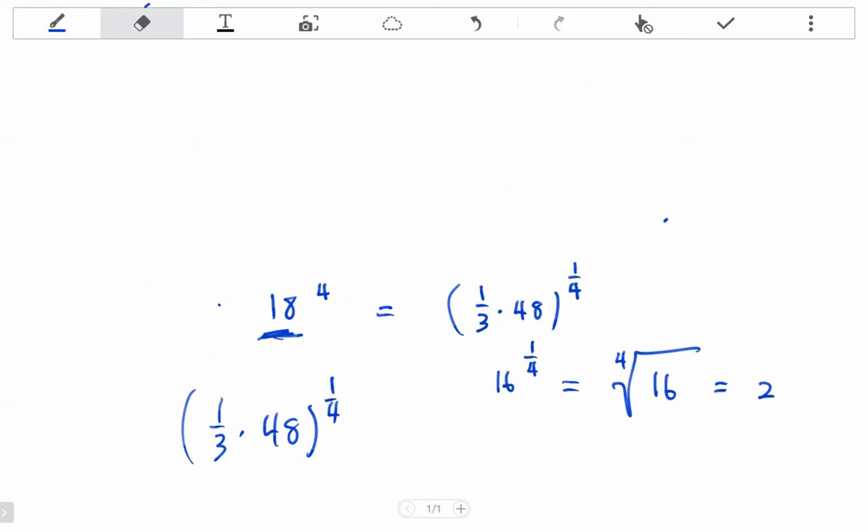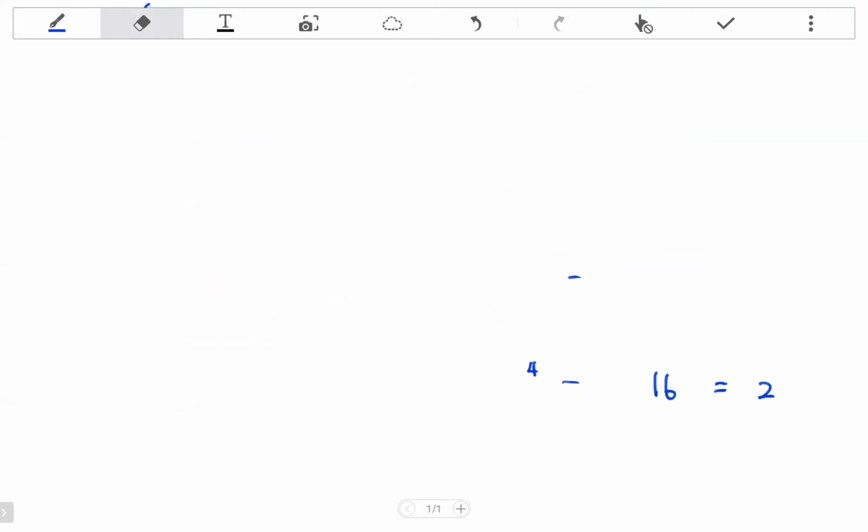Is anybody lost on properties so far? On exponents? This is a hard topic, so. Can I move on? Yeah. Or are you guys totally lost? Okay, let's move on then.